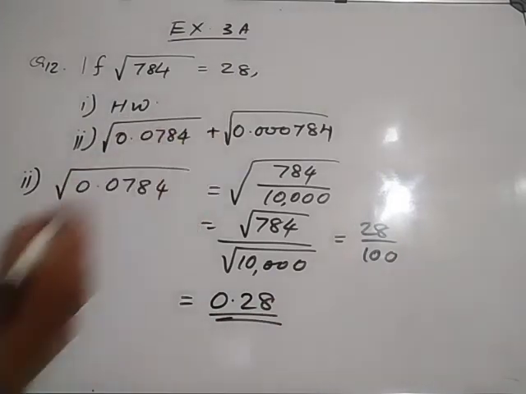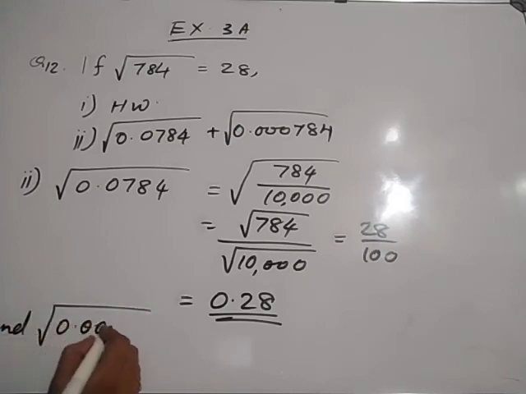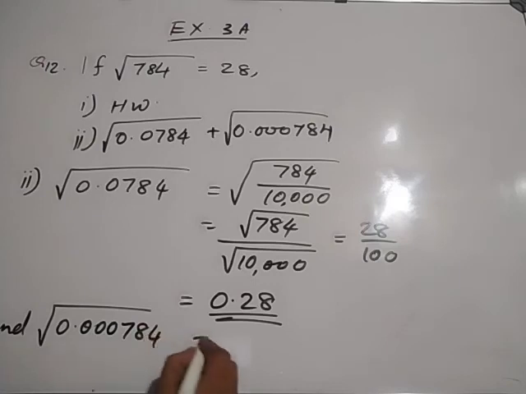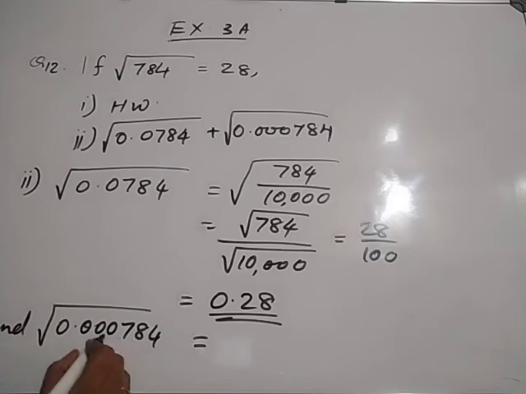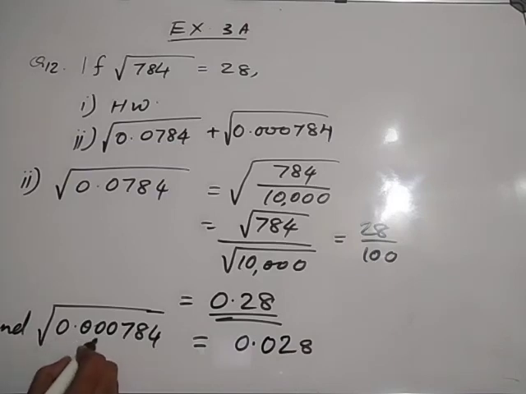Similarly, calculate this number also. And square root of 0.000784. In this way, if we calculate, we get how many places after decimal? 1, 2, 3, 4, 5, 6. So in answer, square root, how many decimal places will there be? Half of it. That is 3 places only. We know that the square root of 784 is 28. There should be 3 places after decimal. So 0.028 is the value of the square root. Understood?